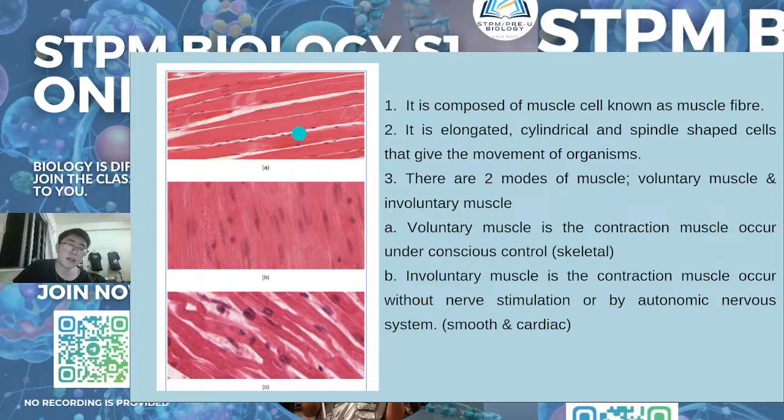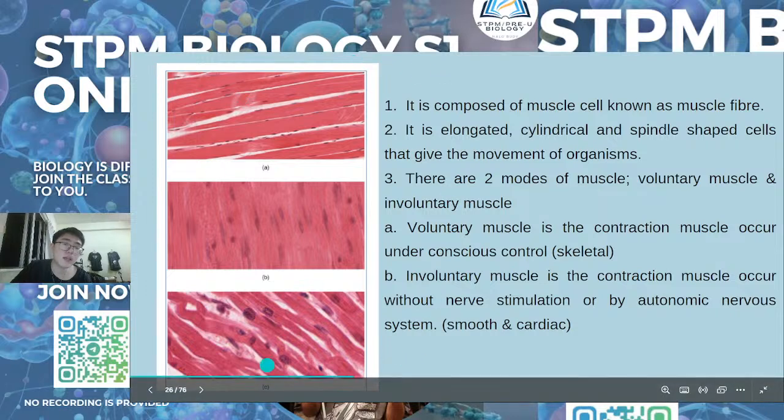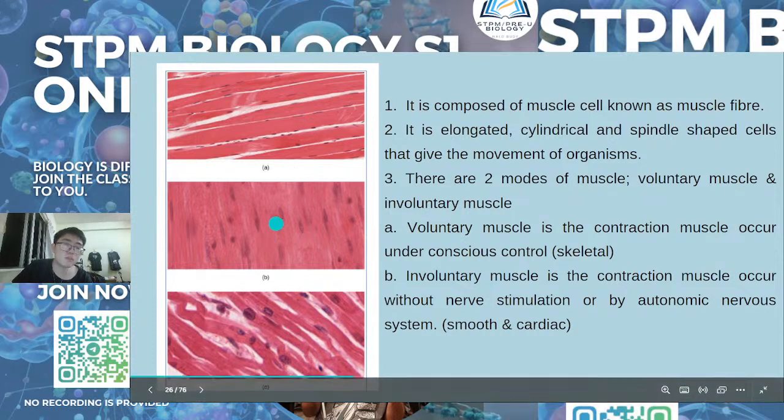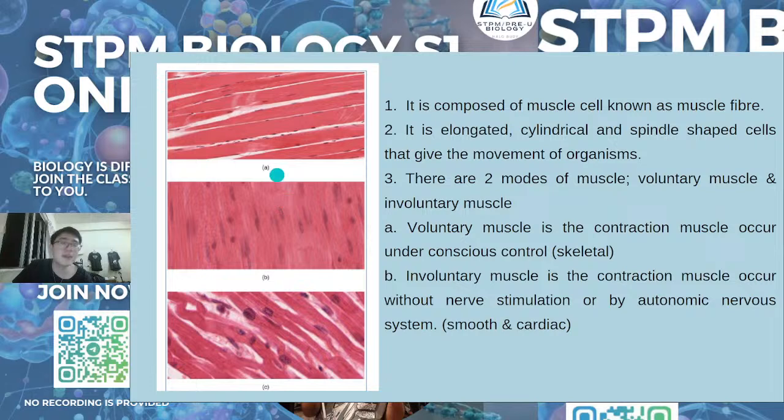We have skeletal, cardiac, and also smooth. So these are all these three types. So this one I think is skeletal, this one smooth, this one cardiac, unless I'm mistaken.